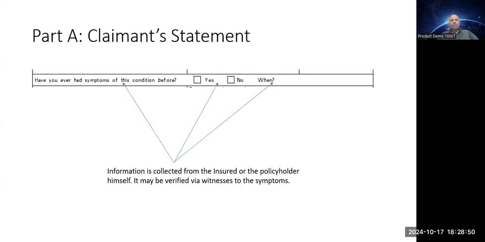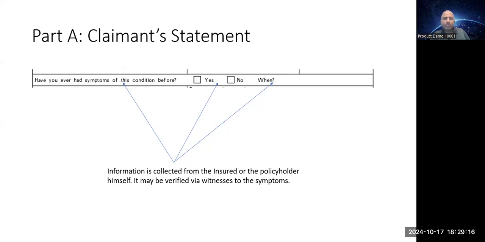Okay, have you ever had symptoms of this condition before? Yes and no. Okay, so this information is collected from your insured or the policy holder. This may be verified via witnesses to the symptoms. When it comes to symptoms, you don't really report symptoms. They don't go under medical records unless you declare those symptoms to your doctor or your physician.